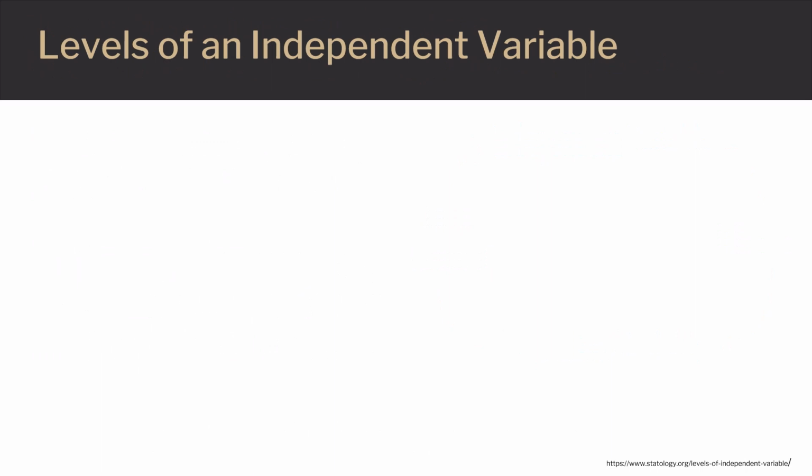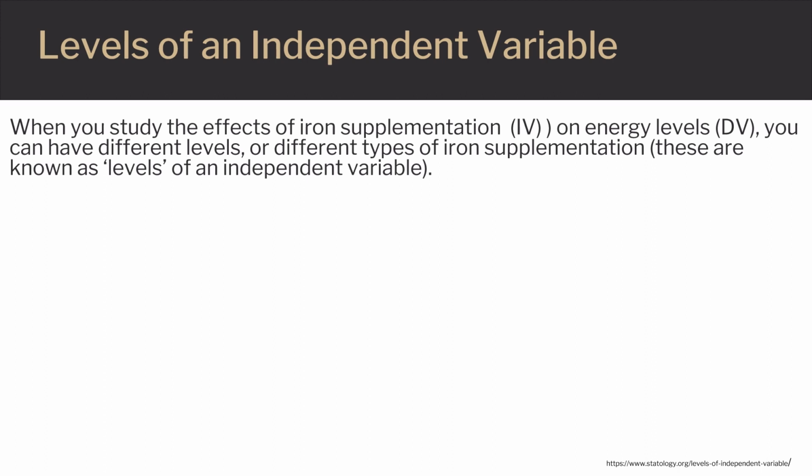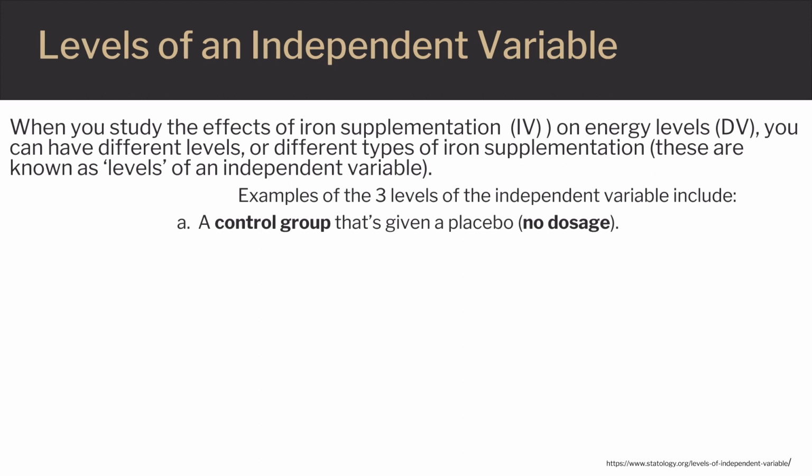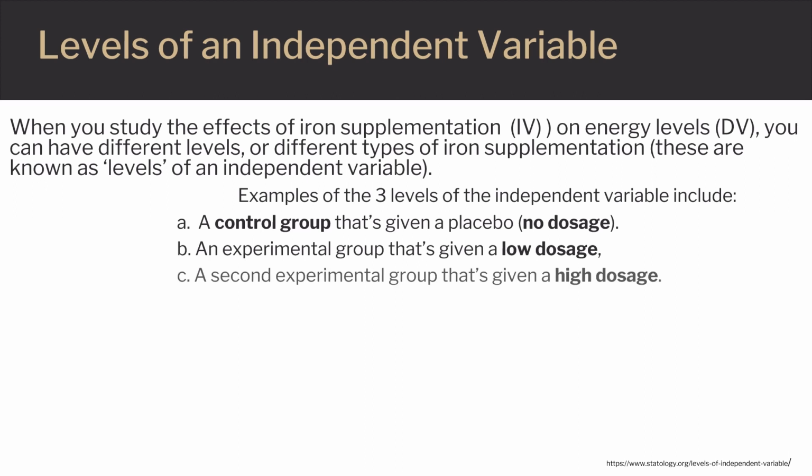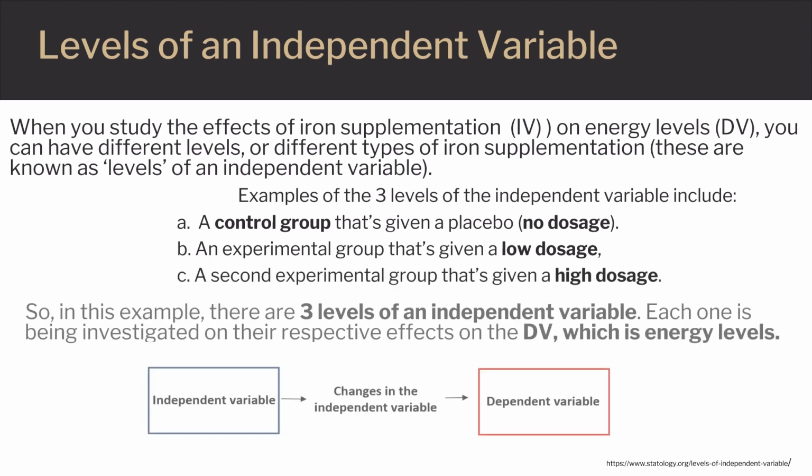This slide discusses levels of an independent variable. When we consider supplementation dosage, strength of a supplement, and energy production of an individual, there are 3 levels of an IV. A control group that's given a placebo, no dosage, an experimental group that's given a low dosage, and a second experimental group that's given a high dosage.